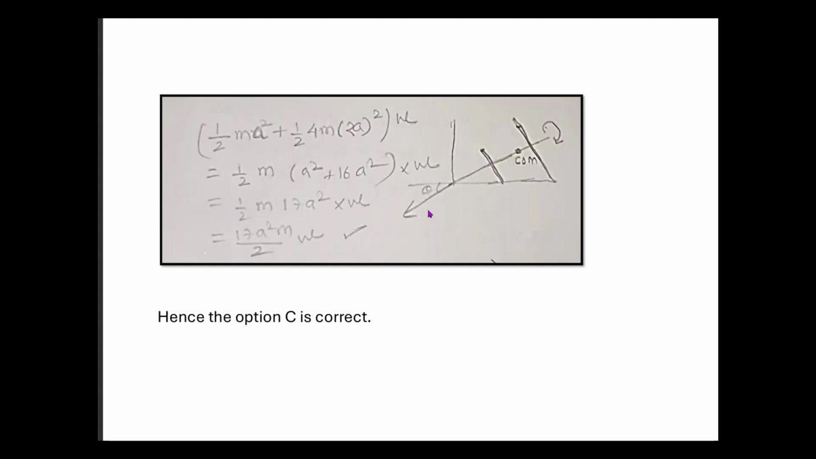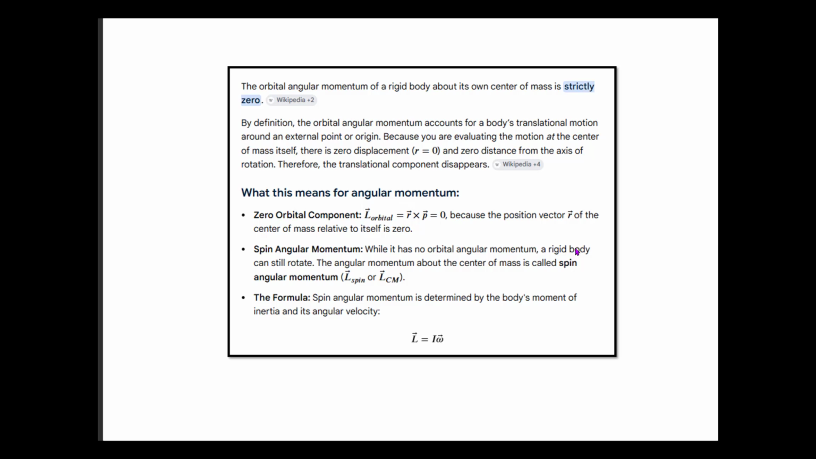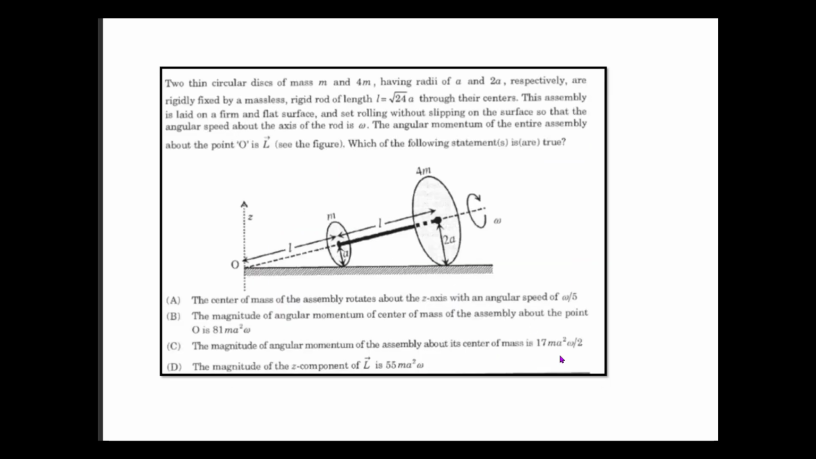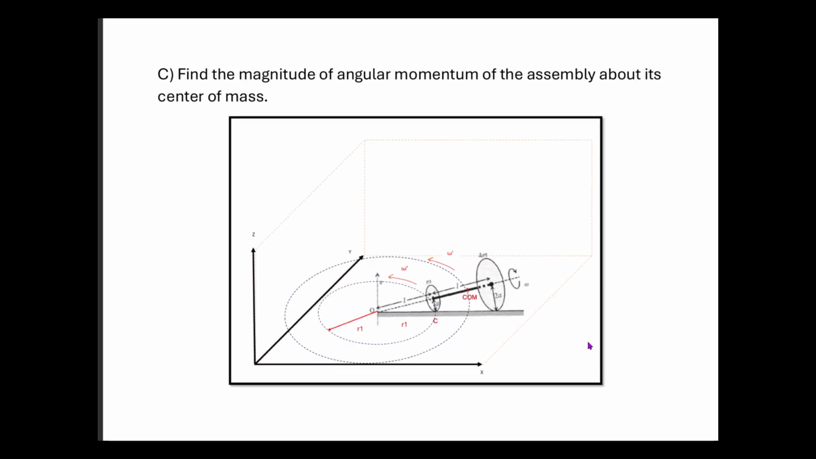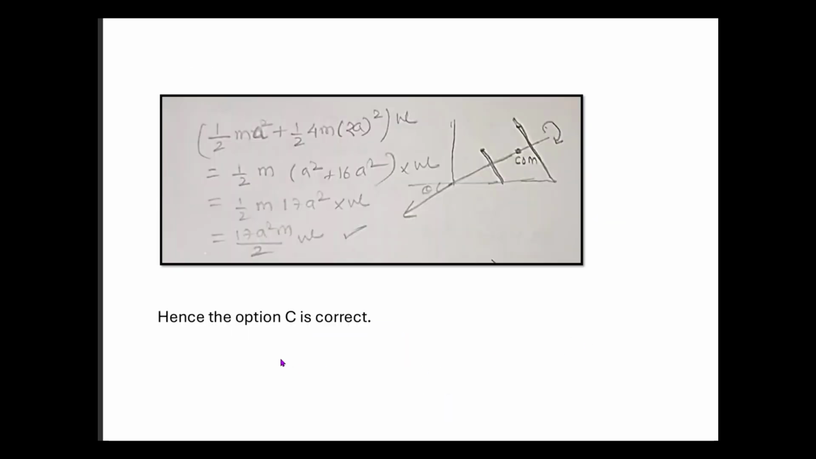So the angular momentum vector will be in this direction, and hence option C is correct, because option C clearly mentions the same value, 17 m a square omega by 2, and we are also getting 17 m a square omega by 2, and hence option C is correct.